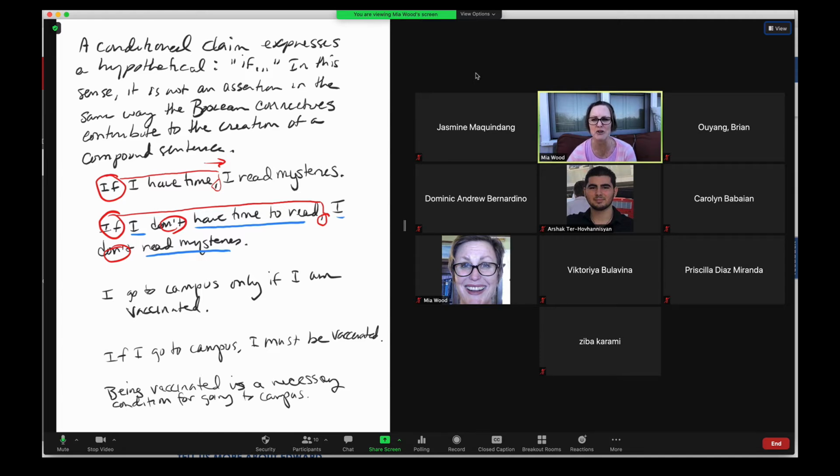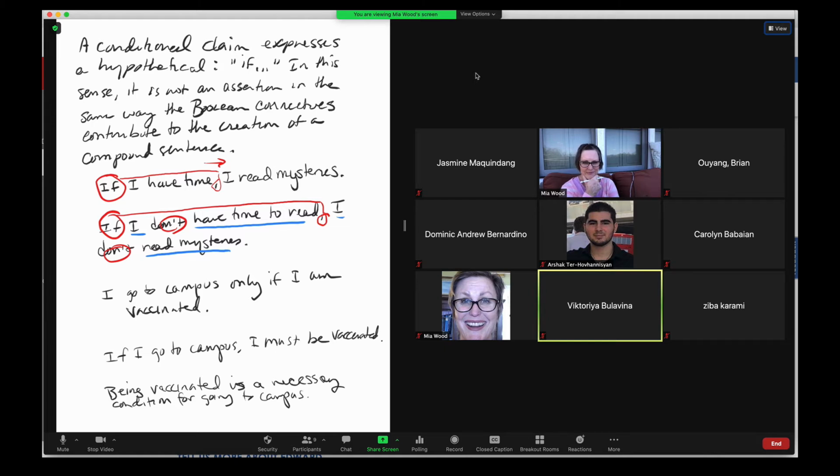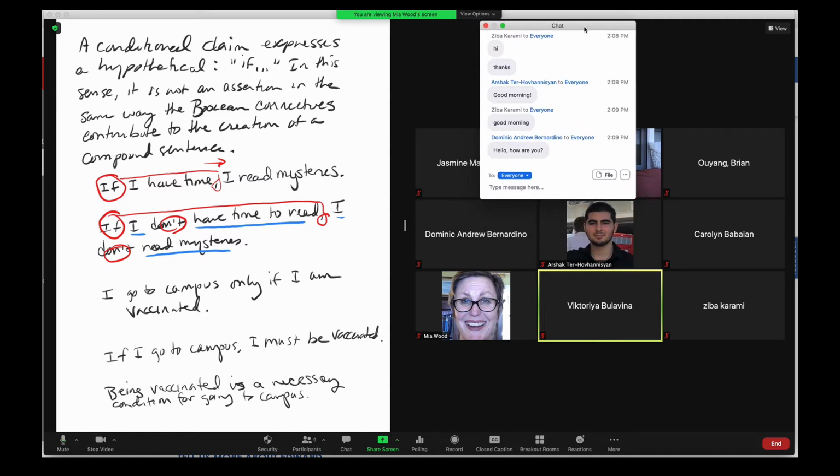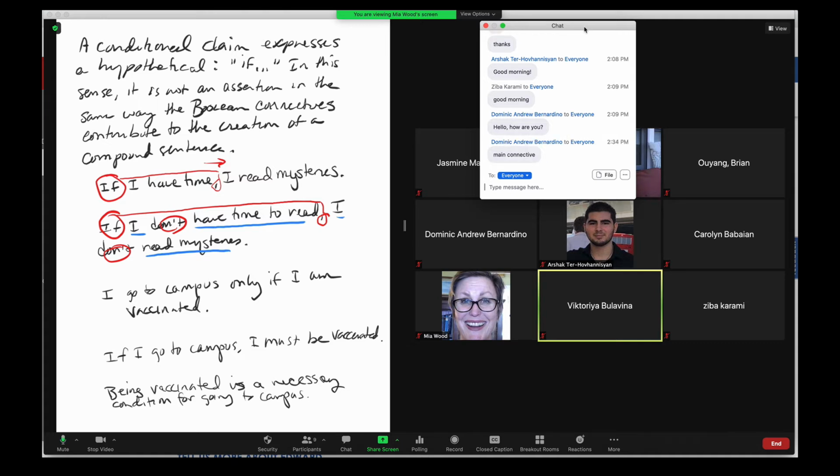Okay, so now let's work the last three together. And I know I'm giving you a tricky one on number 3, but pick a strategy. In other words, identify the atomic sentences, the simple sentences, or identify the connective. So pick one and tell me which one you're picking. I want to know. What strategy will you use? I've got the chat window open. Somebody give me a strategy, or speak up and give me a strategy, whatever works for you.